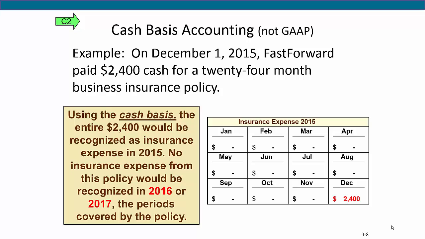Conversely, net income in 2016 and 2017 would be artificially high because no insurance expense would have been recorded at all in those years. These distortions to net income are caused by timing of when we buy the insurance compared to when we use up the insurance. The distortions are also part of the reason companies use the accrual basis of accounting.